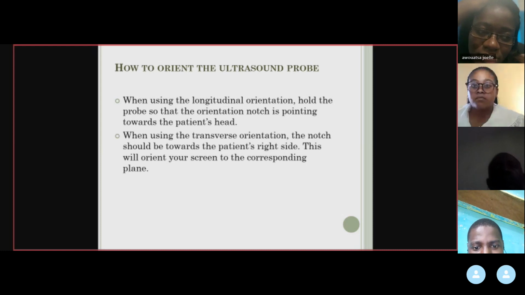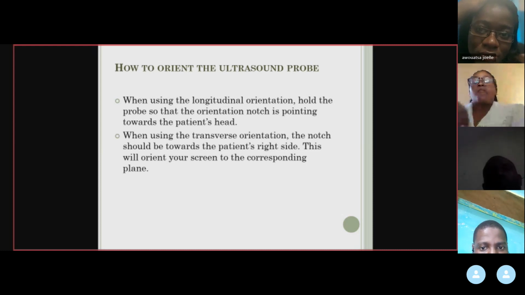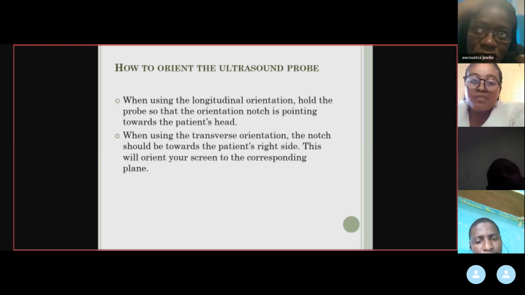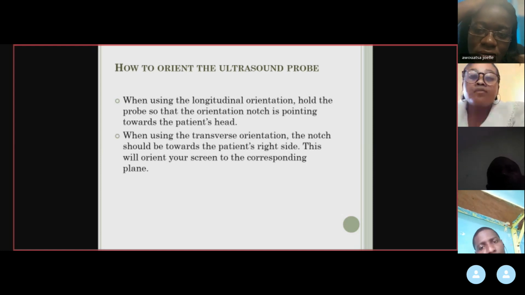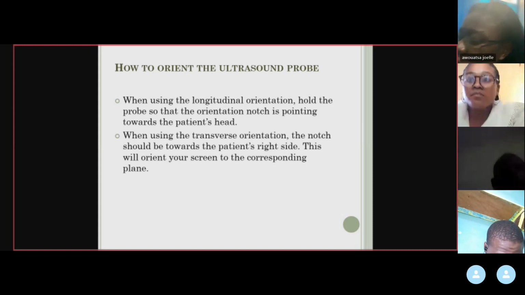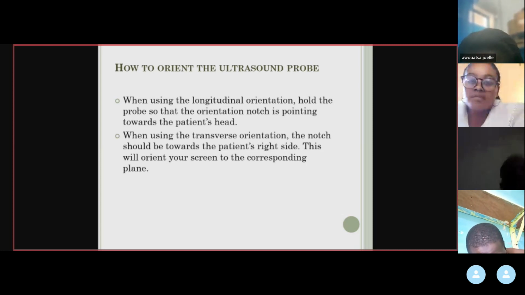So what we do, using the longitudinal orientation, is hold the probe so that the orientation notch is pointing towards the patient's head. So the cranial side of the patient, that is the head part, will be shown on the left side of the image. Always remember, whenever you are using longitudinal, the marker will be on the head side, and the head part of the image will be shown on the left side.